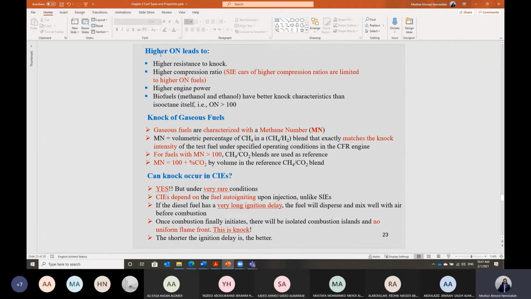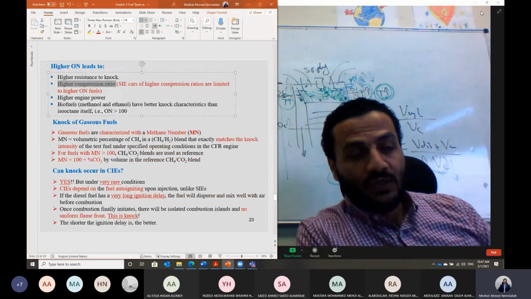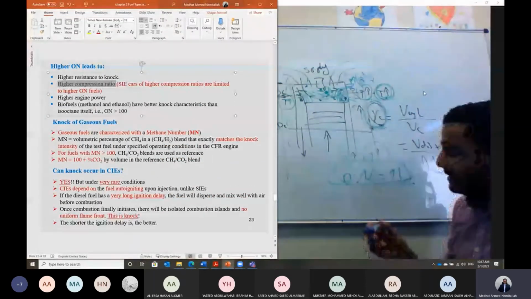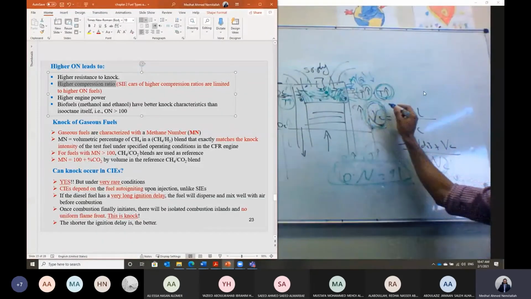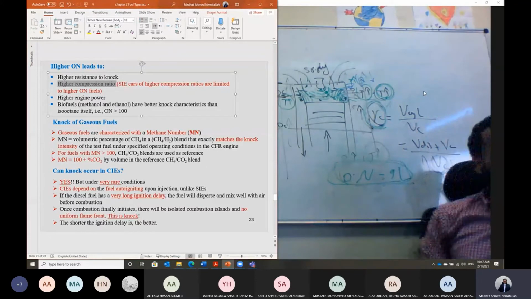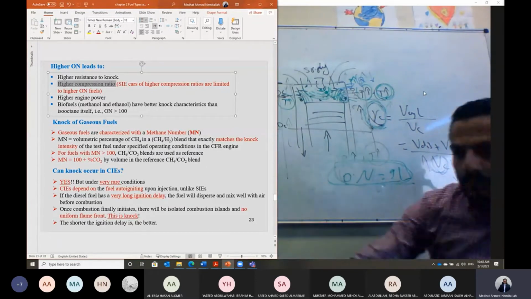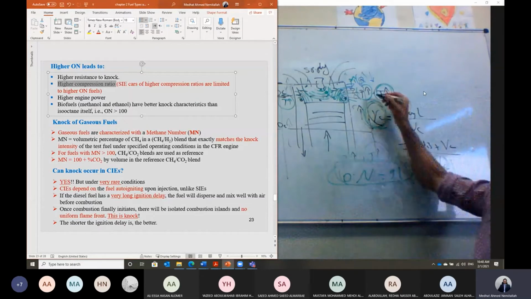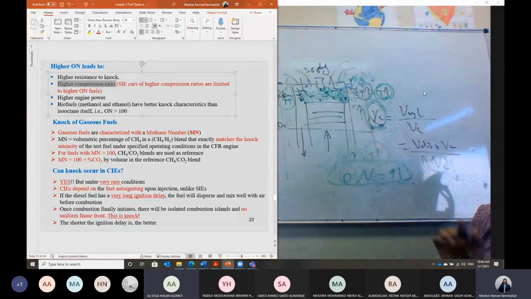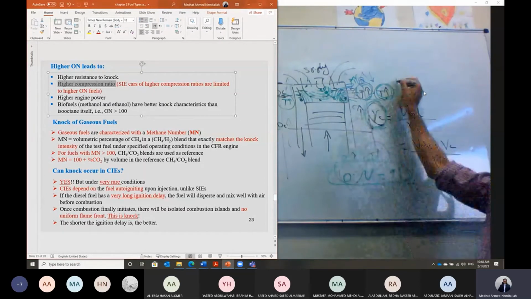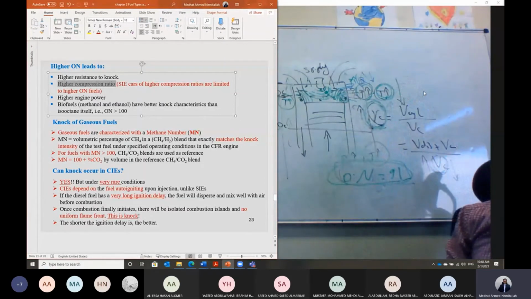So what will happen if we have fuel of higher octane number? That means we have higher resistance to engine knock, so the engine can go for a higher compression ratio. Usually the car manufacturers want to design the engine with a higher compression ratio. Why higher compression ratio? In order to have higher pressure at the end of the compression stroke. That means we have a higher power stroke, and the engine can generate higher power in this case.